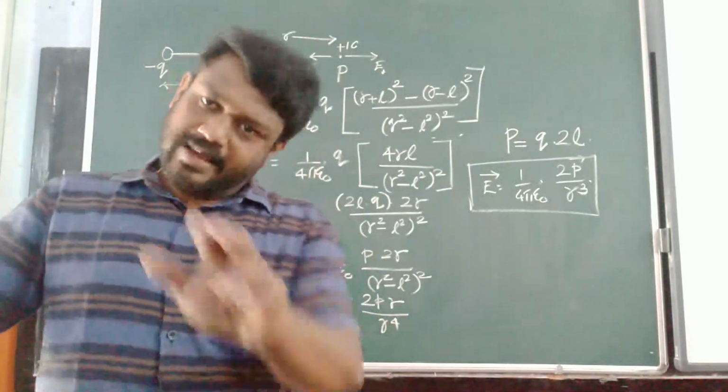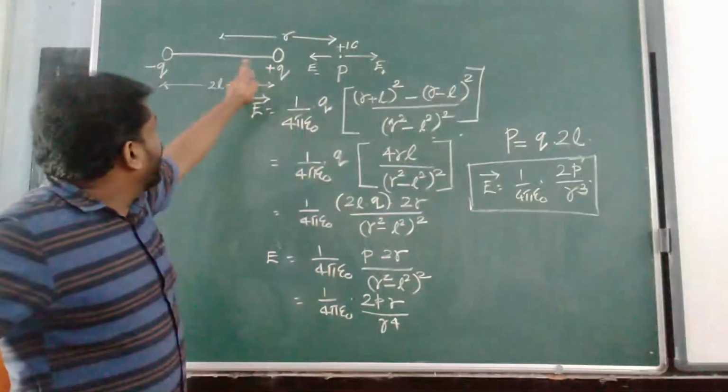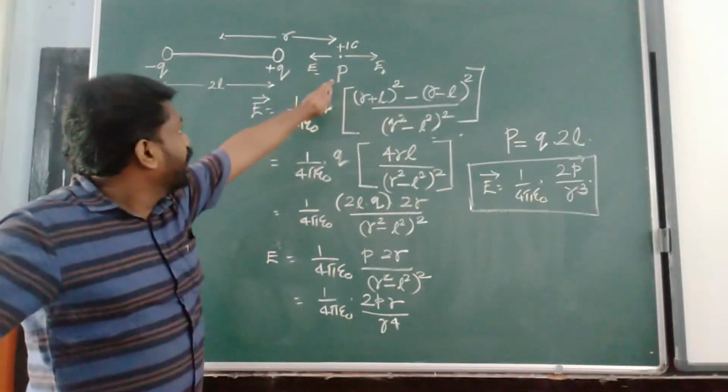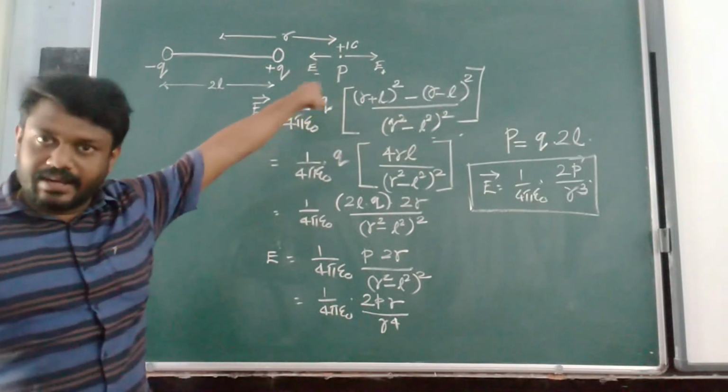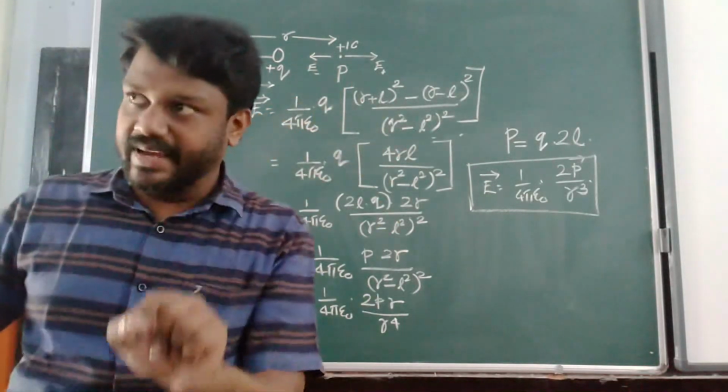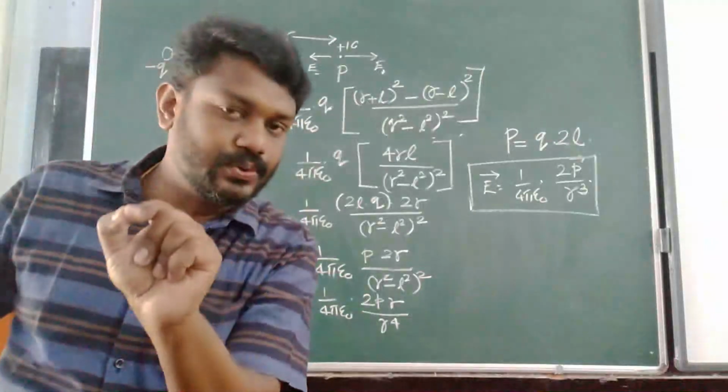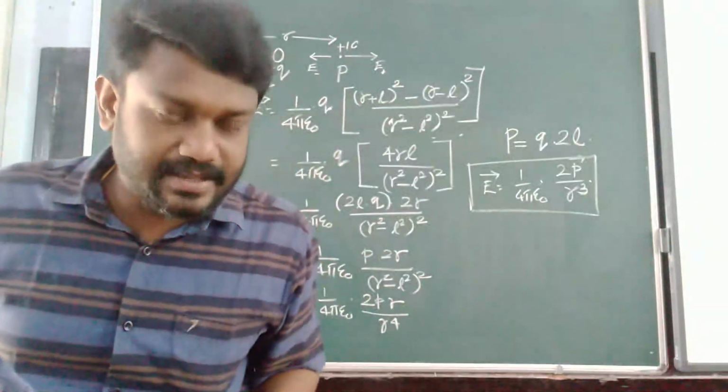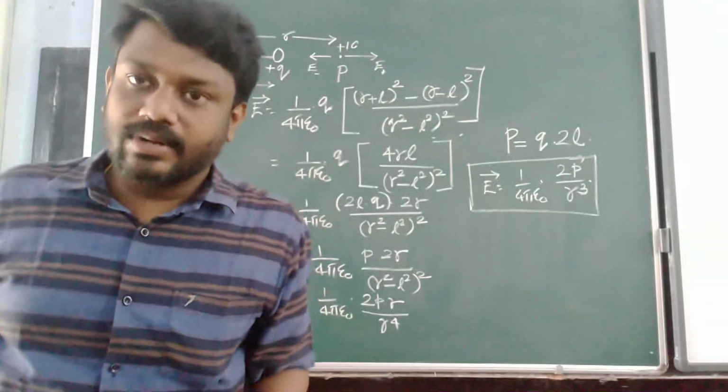Is it clear? The method is simple. You have a dipole and the required point. Place 1 coulomb positive charge at the required point, find out E plus and E minus, that is, the electric field intensity due to the plus charge and the minus charge separately, and find the total sum.